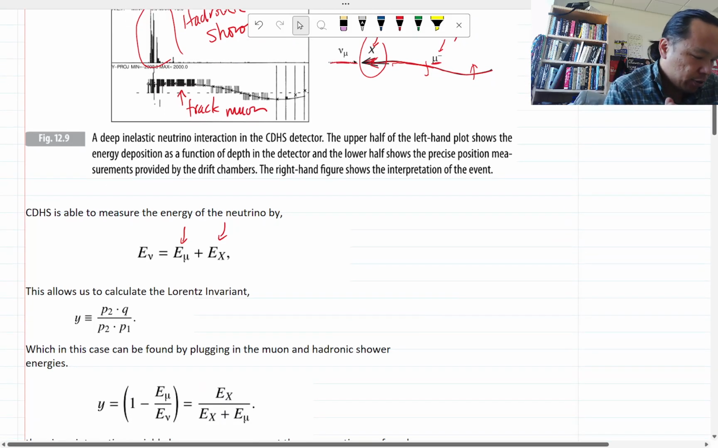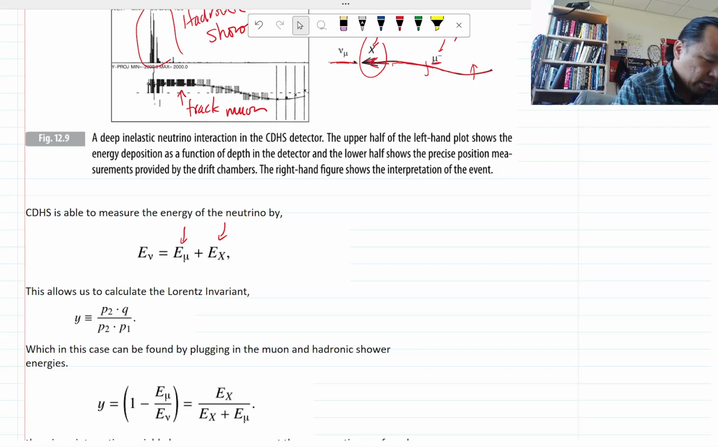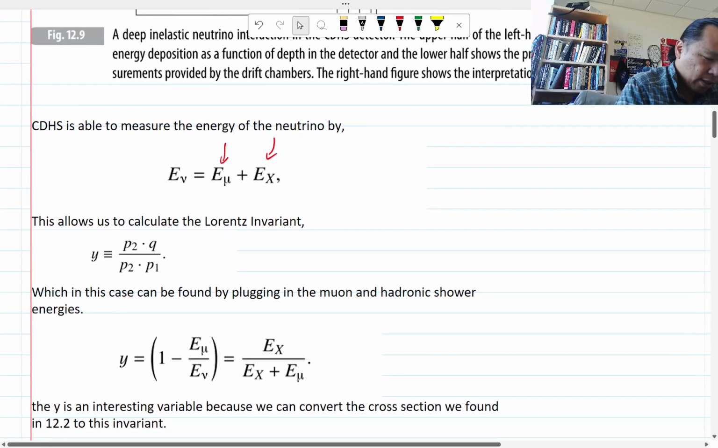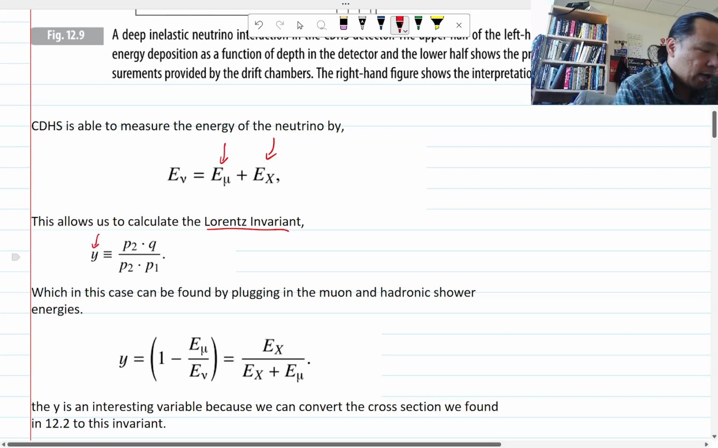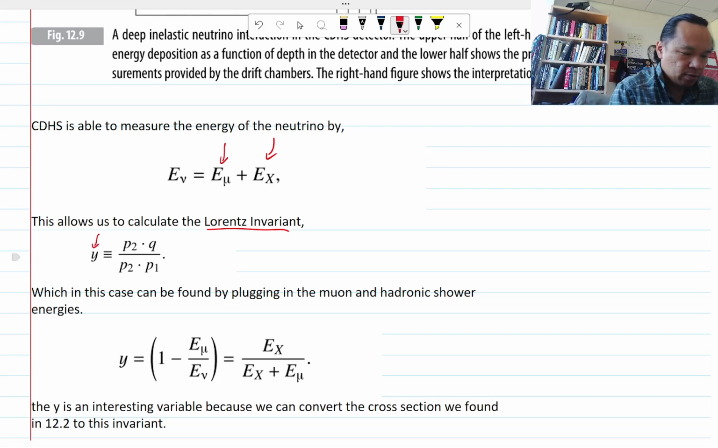Knowing the energy of the muon, the shower, and also the neutrino allows us to calculate this Lorentz invariant. In this case, we're going to use Y because it's just a little bit more convenient. You will see in a second, it's basically the dot product between P2 and Q, and then P2 dot P1. So let's make sure we know what P2 and P1 are.